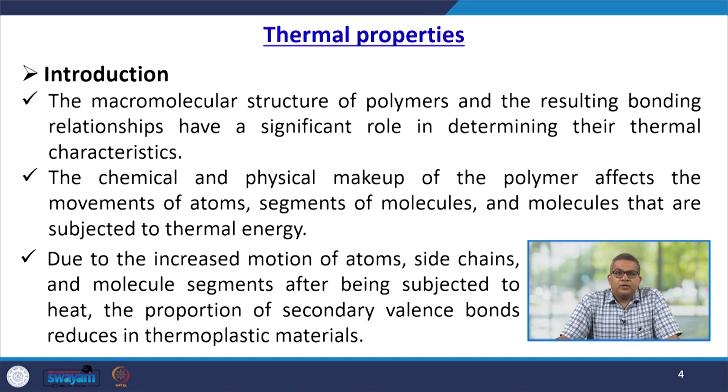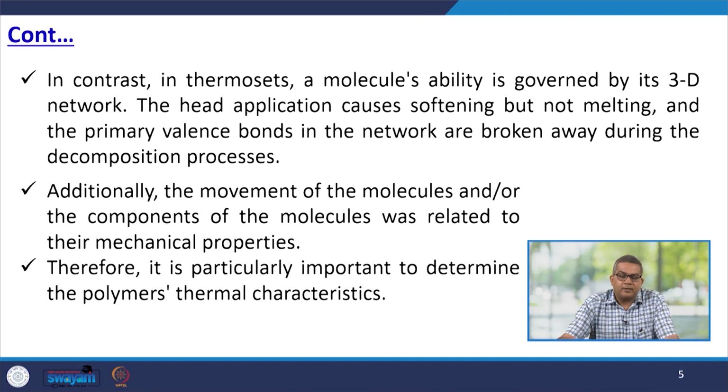See, the macromolecular structure of polymers and the resulting bonding relationship have a significant role in determining their thermal characteristics. The chemical and physical makeup of the polymer affects the movement of atoms and segments of molecules that are subjected to thermal energy. Due to increased motion of atoms, side chains and molecule segments after being subjected to heat, the proportion of secondary valence bonds reduces in the thermoplastic material.